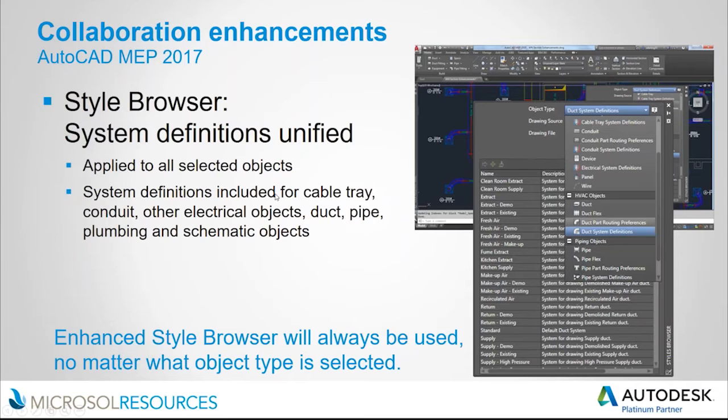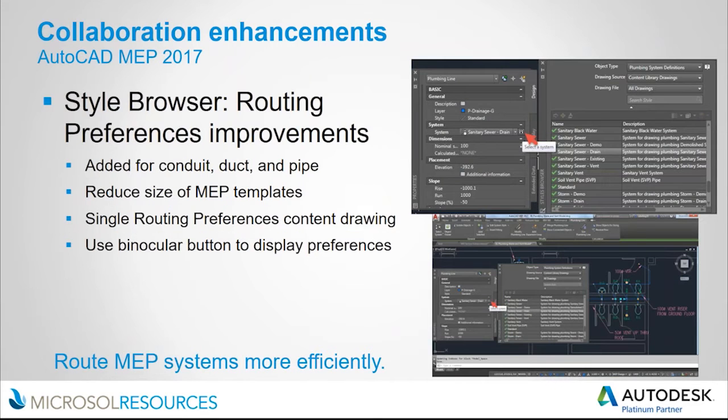With just the way that it was organized, we also have our system definitions now unified, and they apply to all selected objects for cable tray, conduit, other electrical objects, duct, pipe, plumbing, and schematic objects as well. So essentially this enhanced style browser is always going to be used no matter what kind of type you're working with, no matter what MEP system you're dealing with. The style browser is essentially your one-stop shop for basically everything you need to deal with in terms of MEP elements. We also have routing preferences improvements.